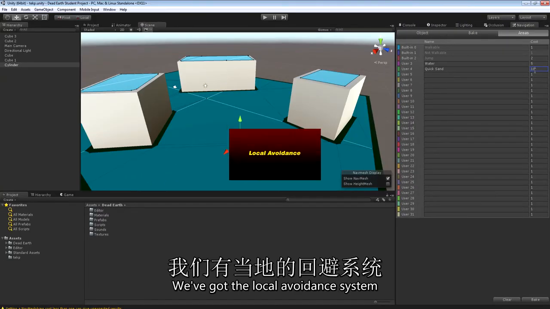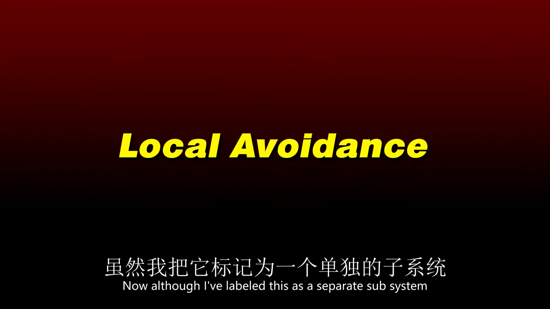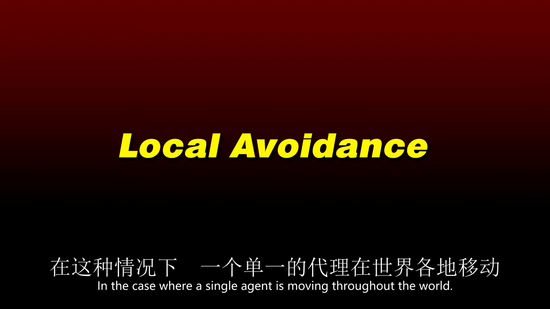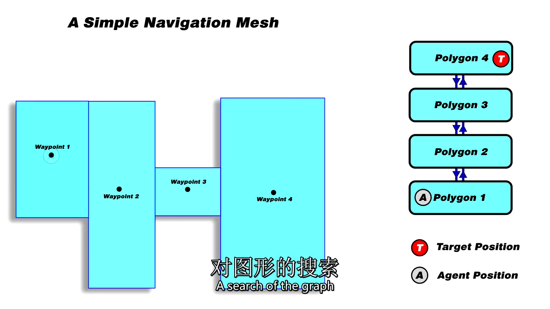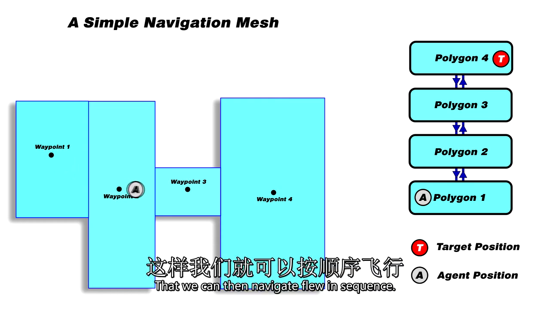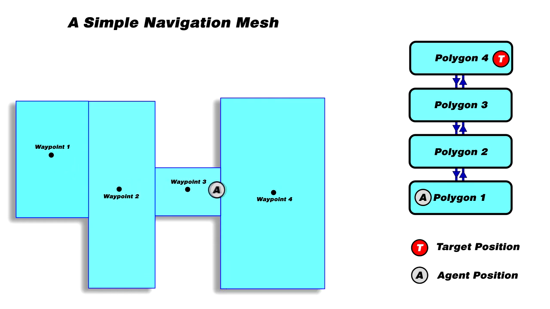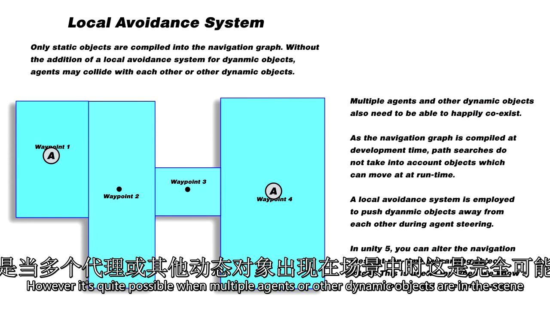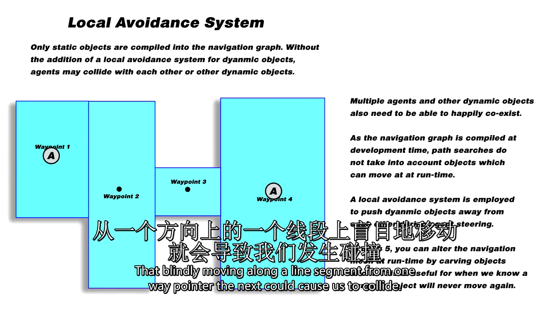Finally, we've got the local avoidance system. Now, although I've labelled this as a separate subsystem, local avoidance is actually part of the steering logic in Unity. In the case where a single agent is moving throughout the world, a search of the graph could just return a list of waypoints as previously described that we can then navigate through in sequence. However, it's quite possible when multiple agents or other dynamic objects are in the scene that blindly moving along a line segment from one waypoint to the next could cause us to collide.